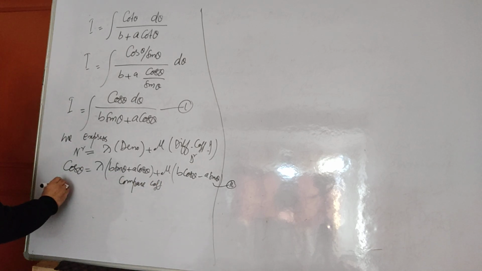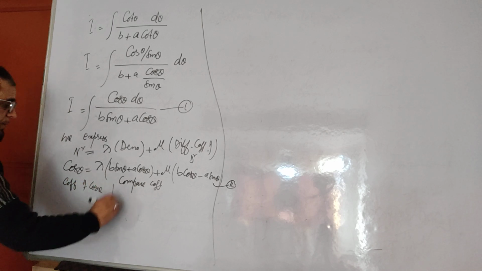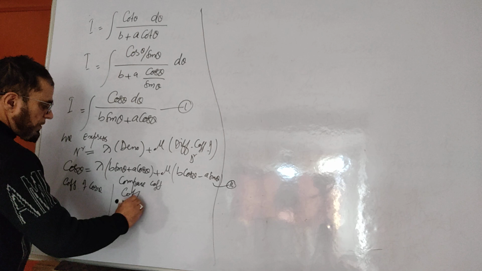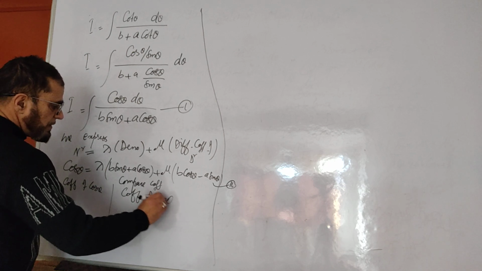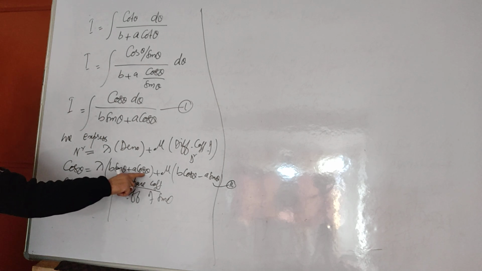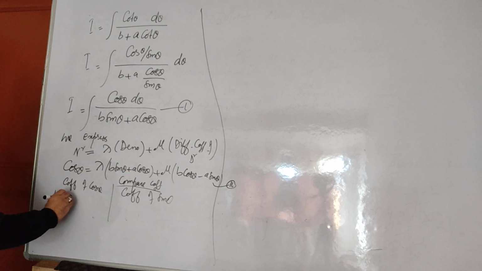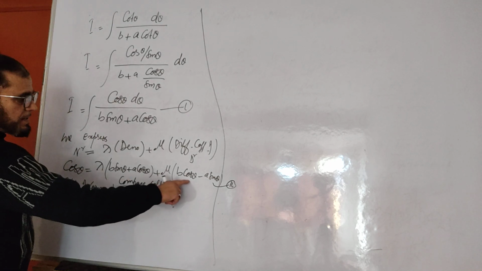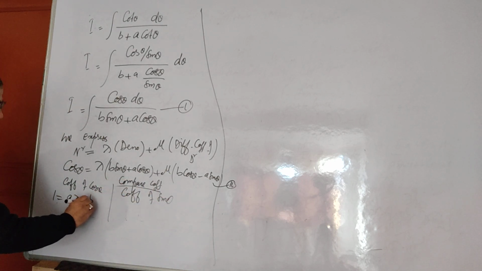You have coefficient of cos theta here, then you compare coefficient of sin theta. What is coefficient of cos theta here? Left side you have 1. Here cos theta has a lambda, plus b mu.